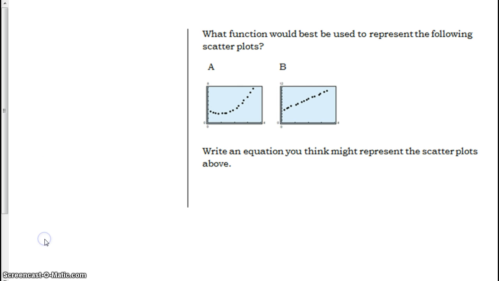Okay, our first part here is just taking a look at a picture of a scatter plot. If you just look at the picture in A and the picture in B, and you think about the two functions that we're talking about, linear or quadratic, go ahead and pause the video and think about what A would be and then what B would be.